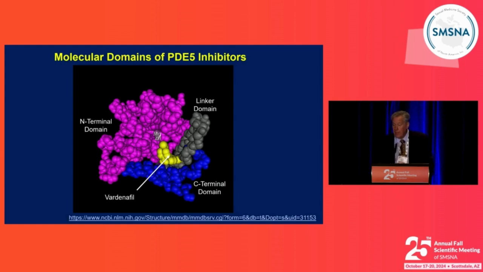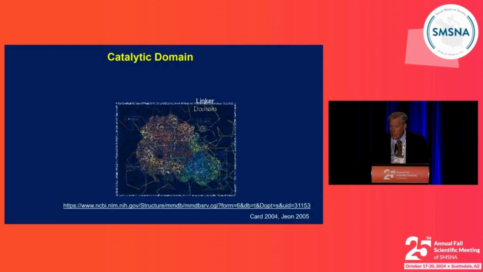Here, if you look at the molecular domains, again more zoomed in, you see the violet region to the left is the N-terminal domain, the blue region the C-terminal domain, the linker region, and there you see vardenafil, which is stuck in the active site of the enzyme. And you see a magnesium and a zinc because PDE5s are actually metalloenzymes, and they need those two to work.